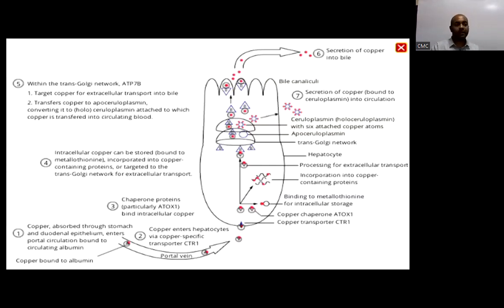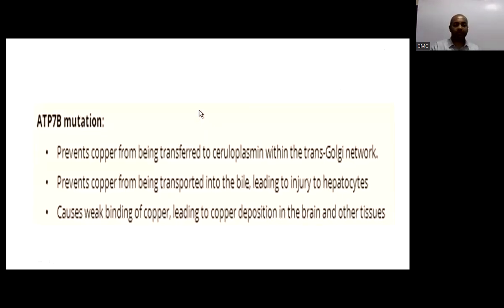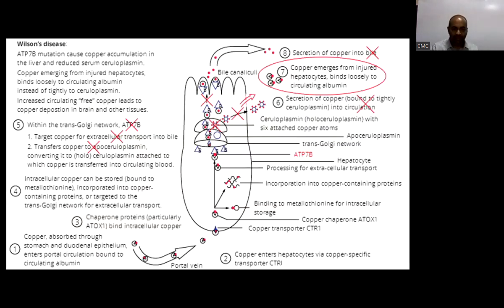It also targets the copper for binding to apoceruloplasmin to form ceruloplasmin. So what happens in ATP7B mutations? The mutations prevent copper from being transferred to ceruloplasmin within the trans-Golgi network and prevent copper from being transported into the bile, leading to injury to hepatocytes. They also cause weak binding of copper, leading to copper deposition in the brain and other tissues. So this is what happens.